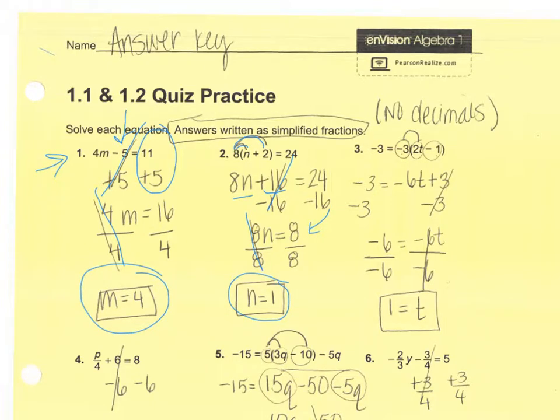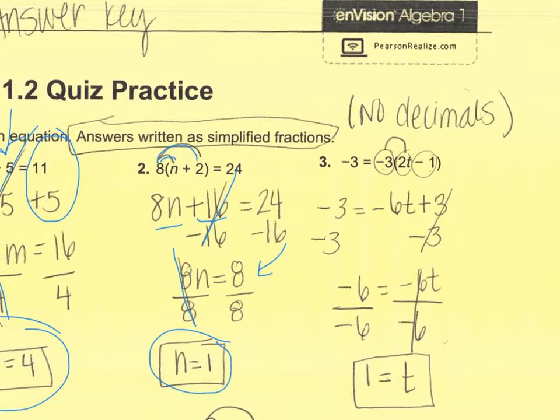For number 3, be careful. Make sure that you are distributing negative 3, not just 3. Make sure you're distributing it to positive 2t and negative 1, not just 1. Watch the signs. So negative 3 times 2t is negative 6t. Negative 3 times negative 1 is positive 3, because negative times a negative is a positive, right?